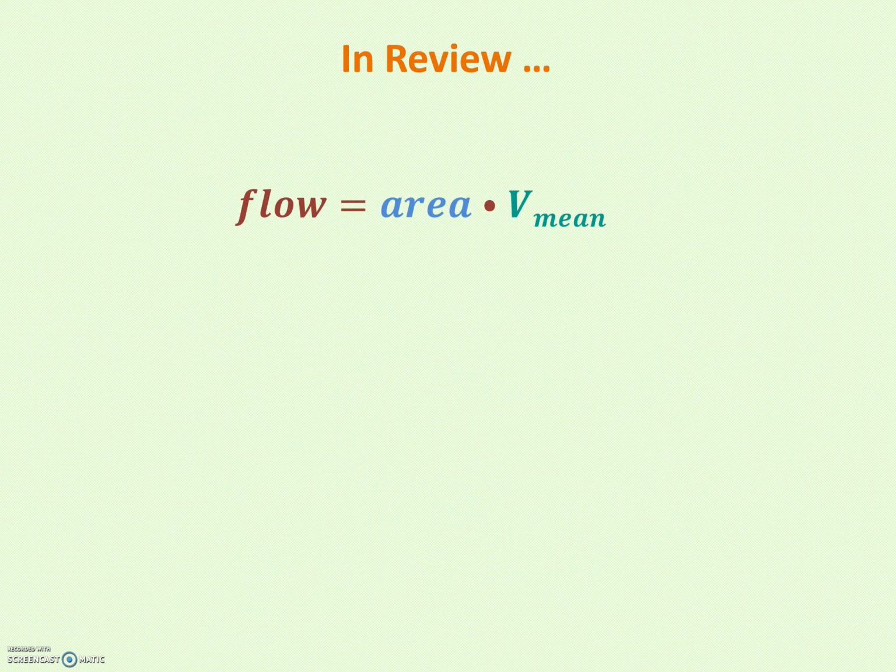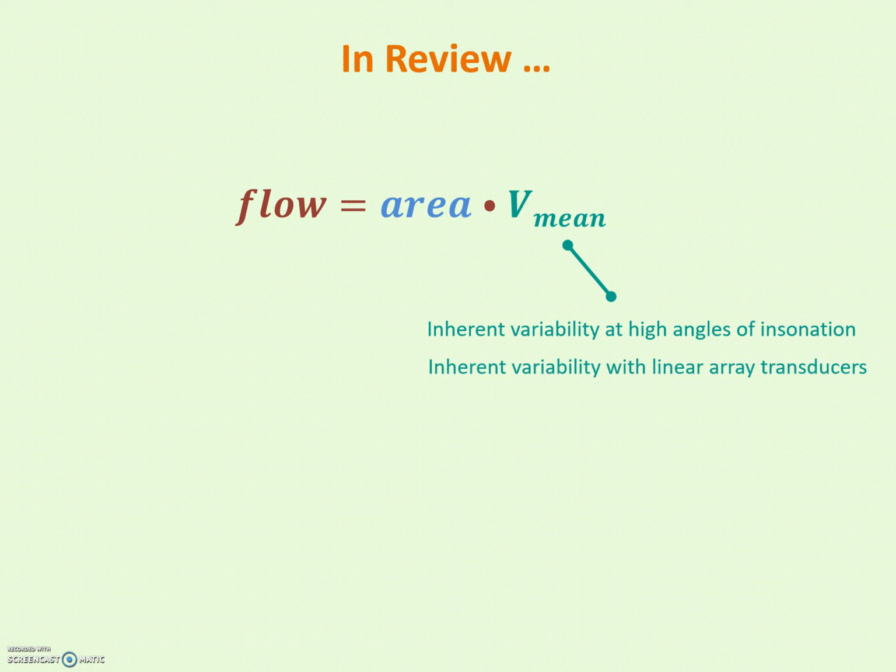So very briefly in review, volume or flow is the area times the mean velocity, not the max. The max is okay in the LVOT and the aorta because it's plug flow and they're essentially the same. As we saw, there's inherent variability at high angles of incidence because of that cosine effect. There's inherent variability with wide aperture transducers, not necessarily just linear array, but if there's a wide aperture, then there's a higher risk of geometric spectral broadening. The velocity profile in the artery itself poses sampling problems, especially if you're just sampling a narrow portion of the inside of the vessel with the pulsed wave system.